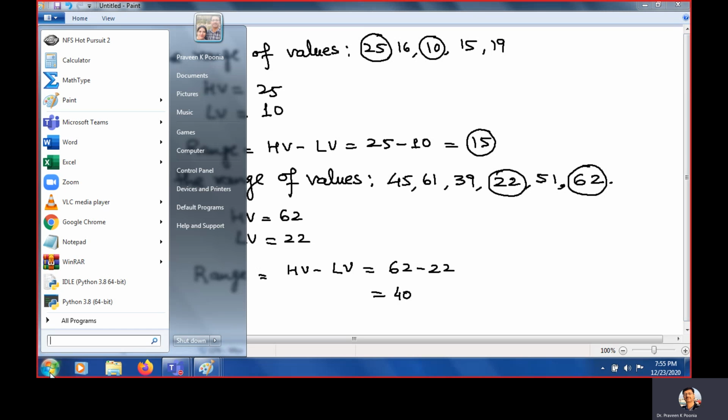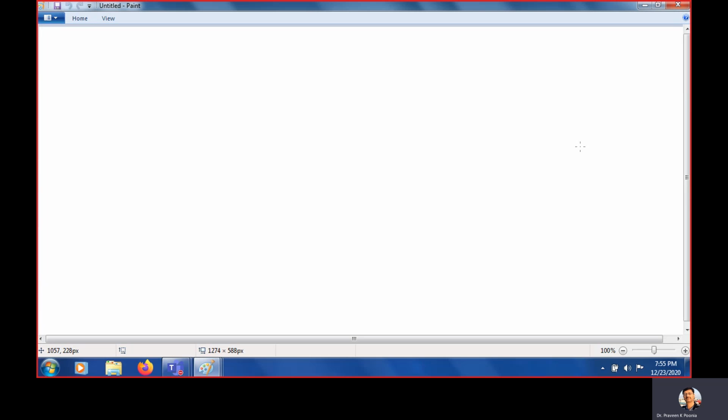This is the range. Now we will move to another definition, and that definition is standard deviation.